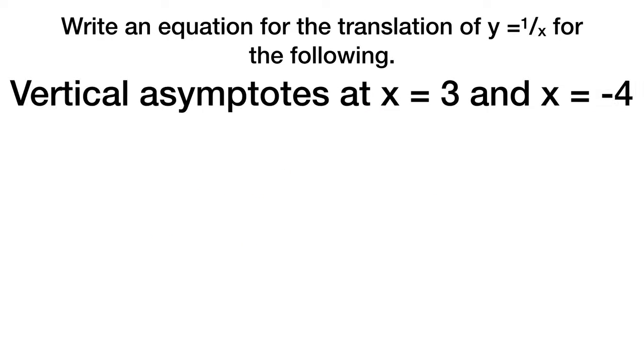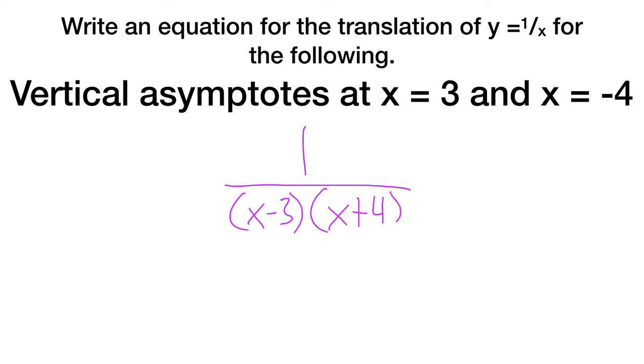Let's try this one. Oh, this one has two vertical asymptotes. That means 1 over, so our first one would have been x minus 3, and our second would be x plus 4. If we want to multiply that out, it becomes 1 over x squared minus 3x plus 4x, which is plus x, minus 12.